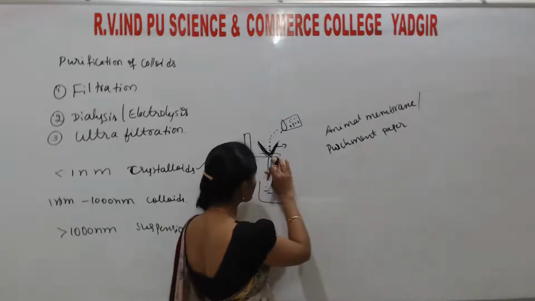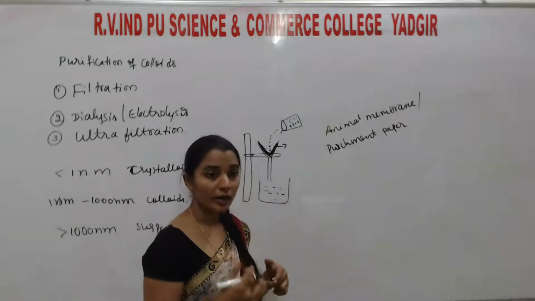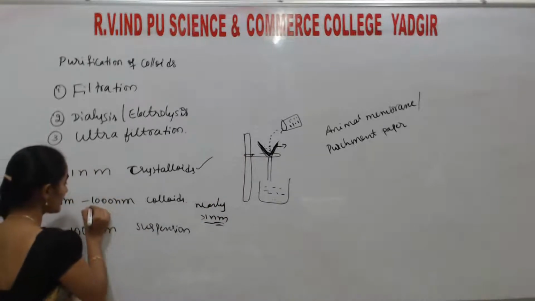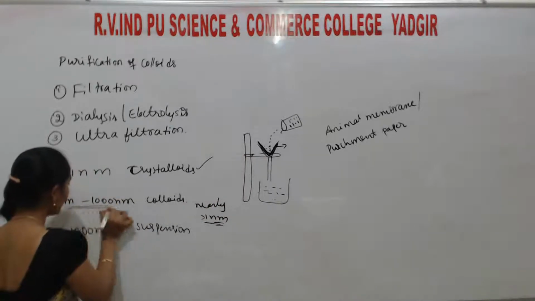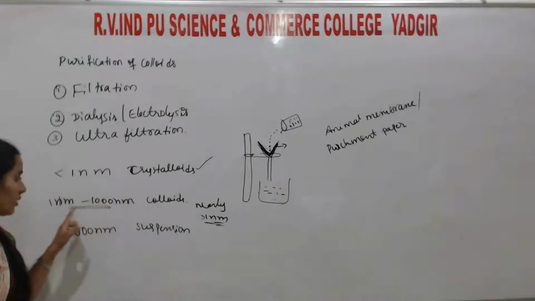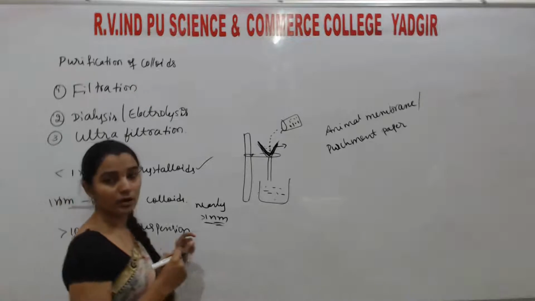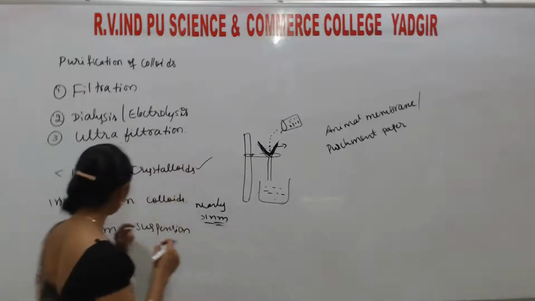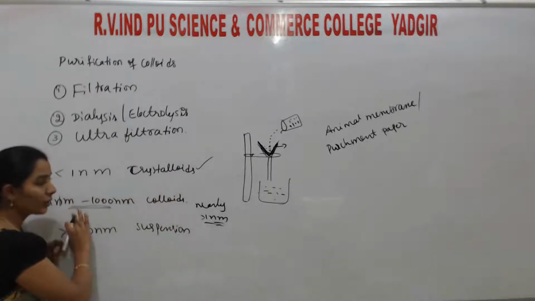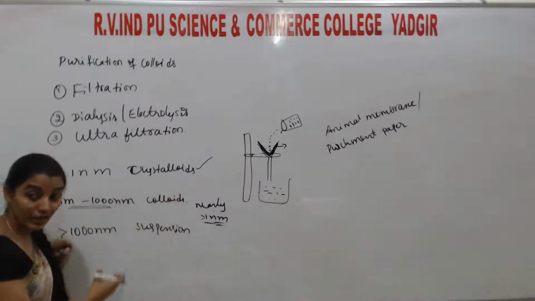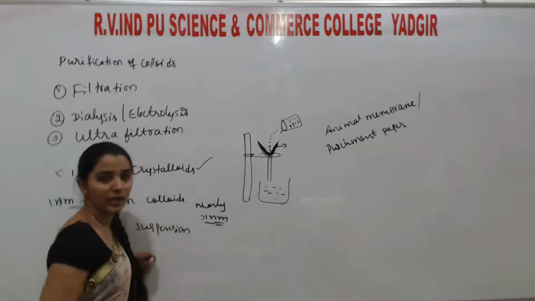So if we use this parchment paper, what happens? There is maximum possibility of filtration of colloidal particles in the range of 1 nanometer to 1000 nanometer. Even if it is small, as I told you, something slightly more than 1 nanometer, 2 nanometer, 3, 4, 5, 6, 7, 10 nanometer, it gets filtered easily.